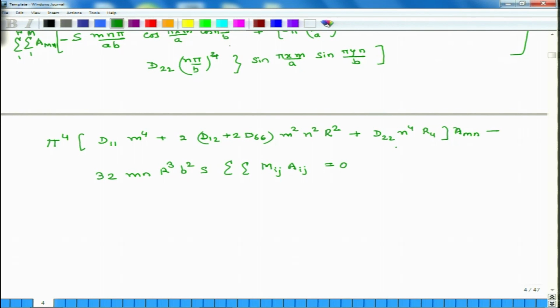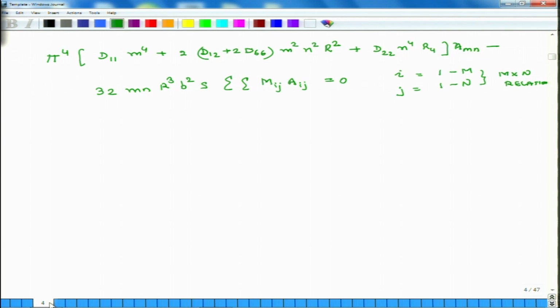Here I goes from 1 to M and j goes from 1 to N. So, this single relation actually represents M times N relations. It is not one equation. These are different M times N equations, and there is a typo here: it should be r to the power of 4.